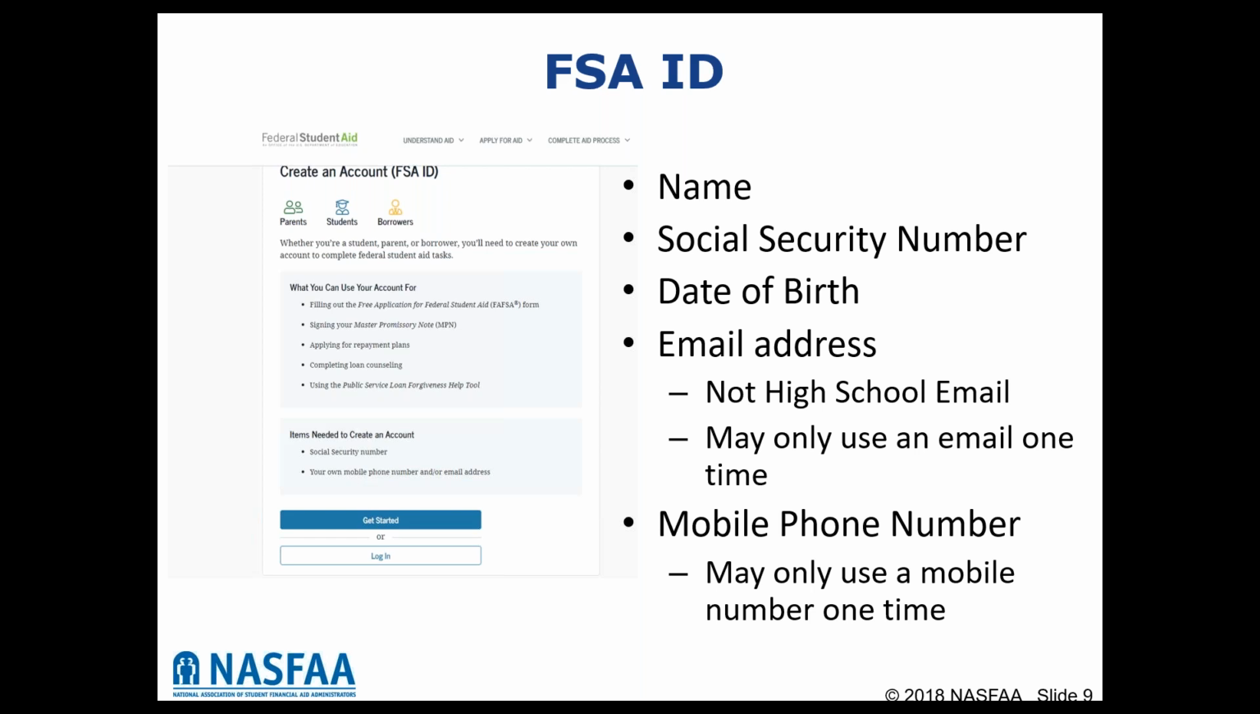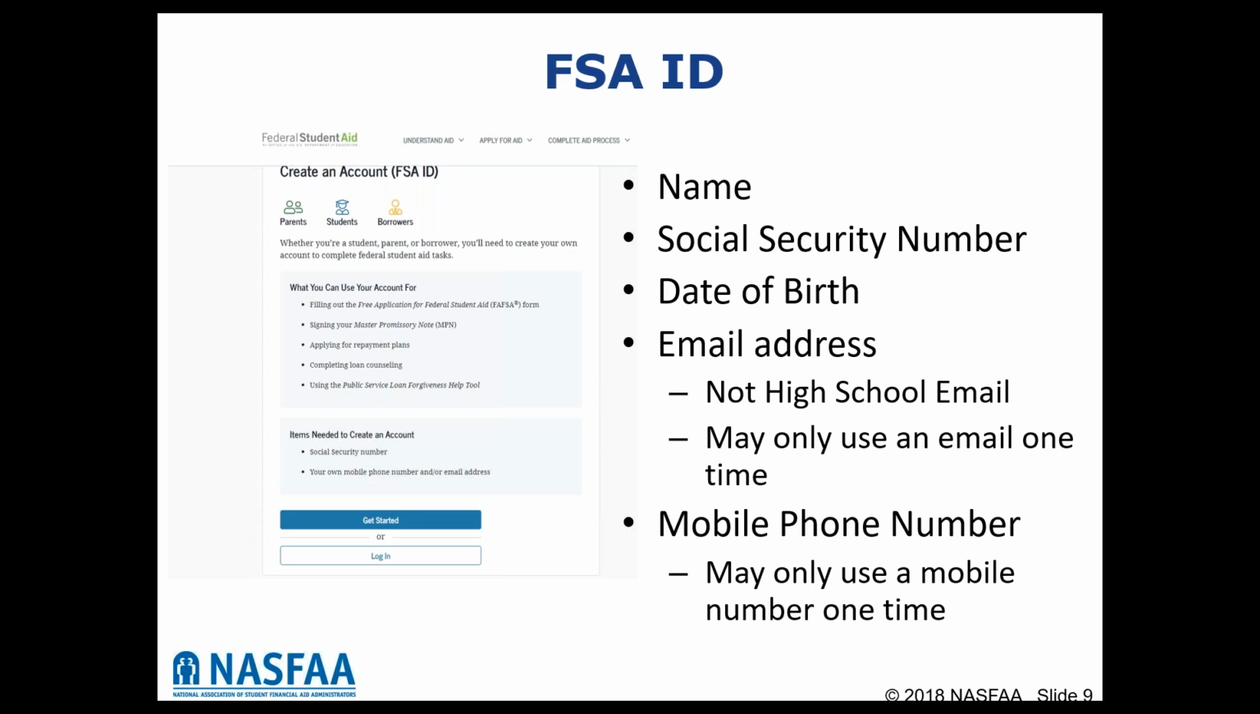So to complete the FSA ID application process, go to FSAID.gov and create an account. You will do this once for the student and once for the parent. Put the name, the social security number, date of birth. You will be asked to provide an email address and a mobile phone number.